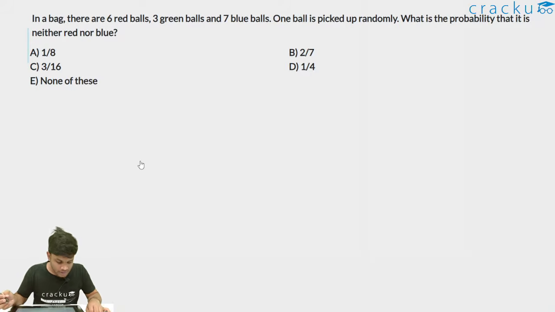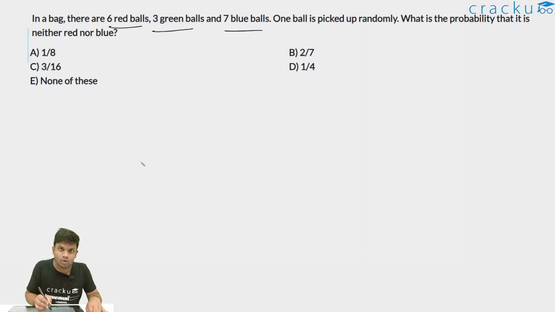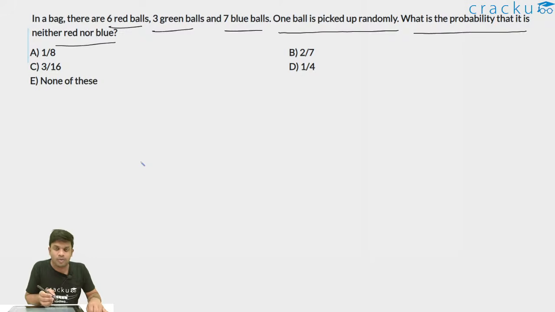Okay, so in this question we have a bag with 6 red balls, 3 green balls and 7 blue balls. One ball is picked up randomly. What is the probability that it is neither red nor blue?